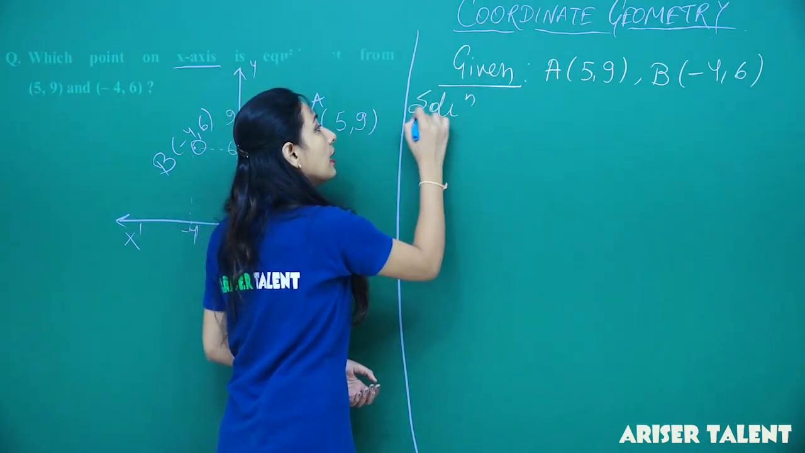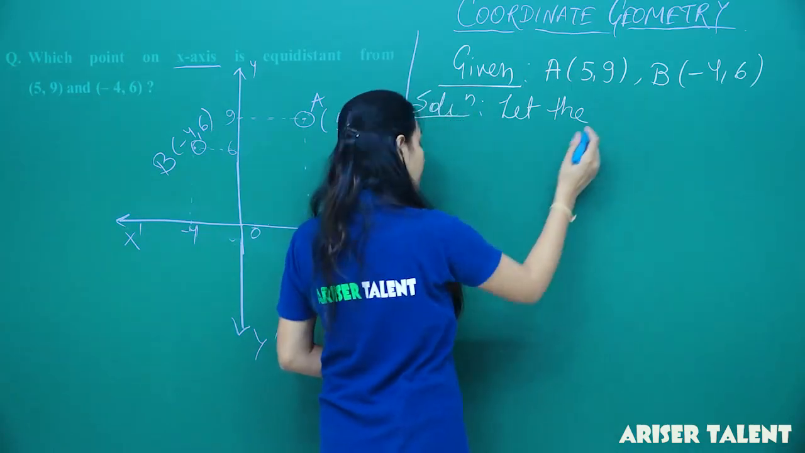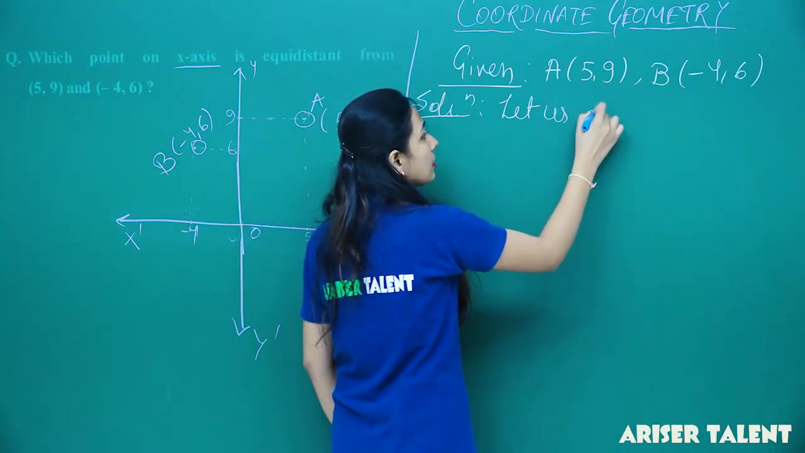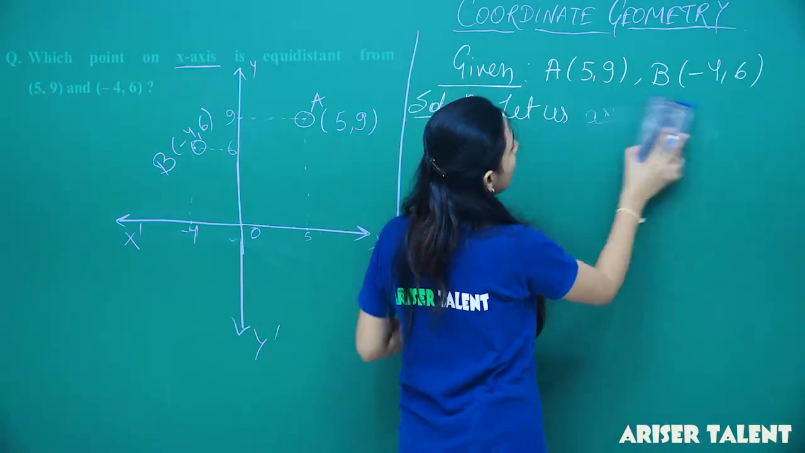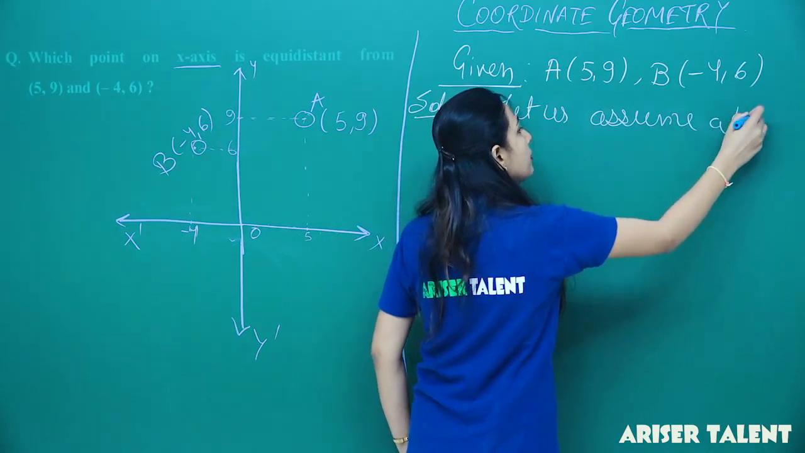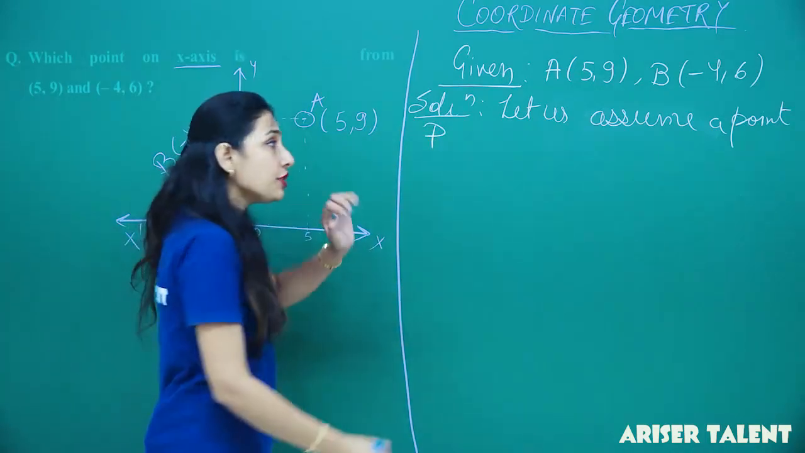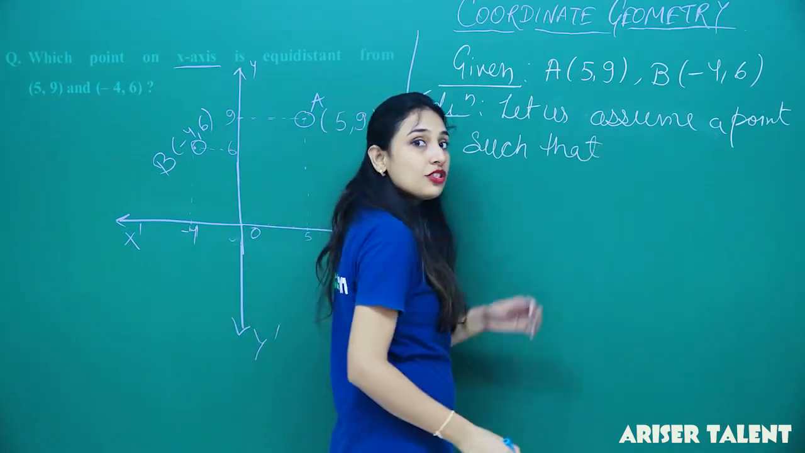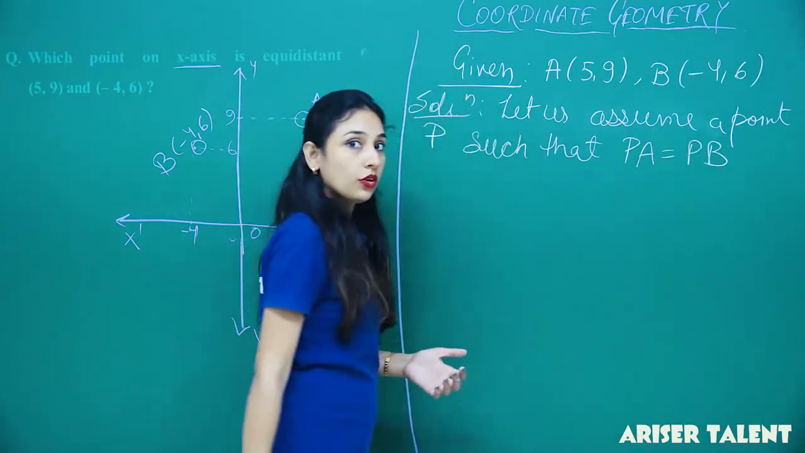Solution: let us assume a point. What I'm writing? Assume, okay? So write it, assume a point. Which point, students? Which point we have to assume? Let's suppose P, such that PA equals PB. Okay.